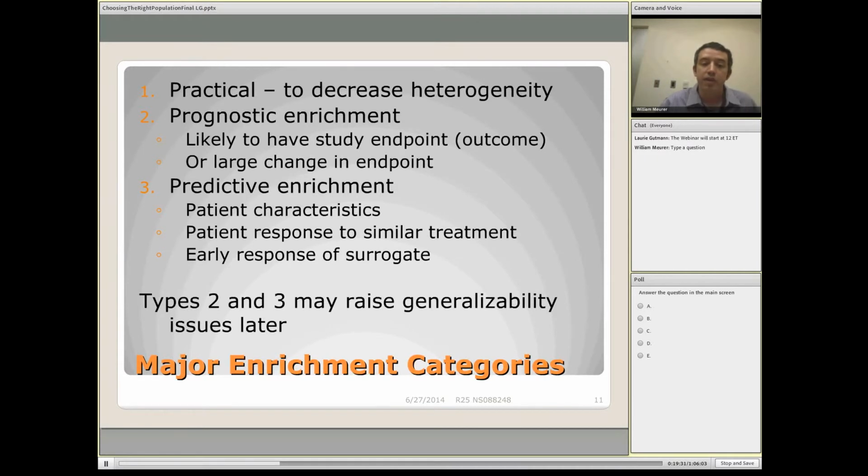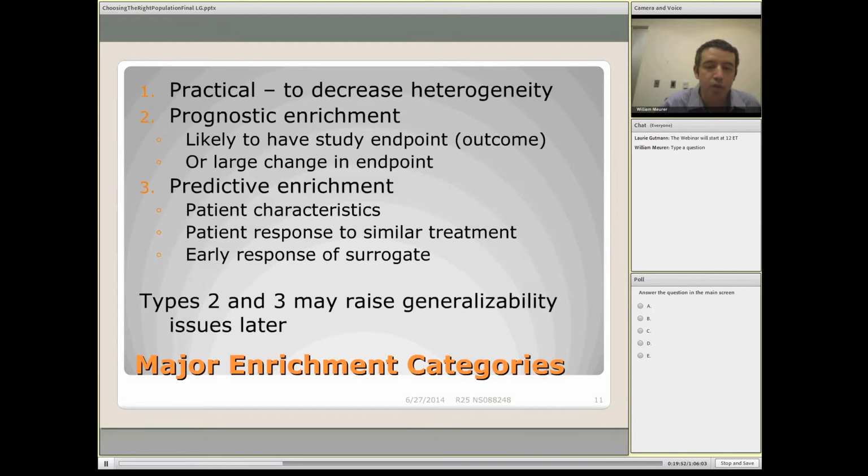The idea of predictive enrichment is that there are some patient characteristics at baseline that can show that patients will either respond or not respond to a particular treatment. These can include patient characteristics, the general phenotype. We could go to age and stroke severity.